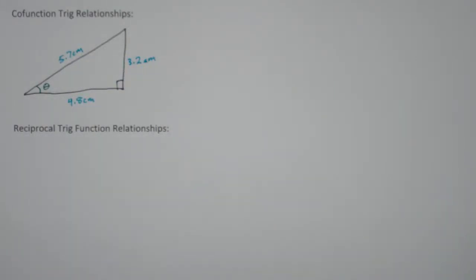In this concept video, we're going to be discussing some cofunction trig relationships, and we'll also hit some reciprocal trig function relationships. I want to give you an understanding of where these cofunction trig relationships come from. So I've set up a triangle just like the one in the last concept video, and instead of making theta some value, we're just going to keep it as theta. So we're going to make some generalizations here.